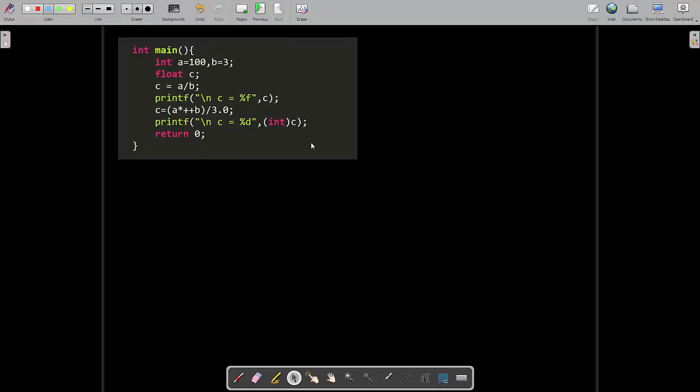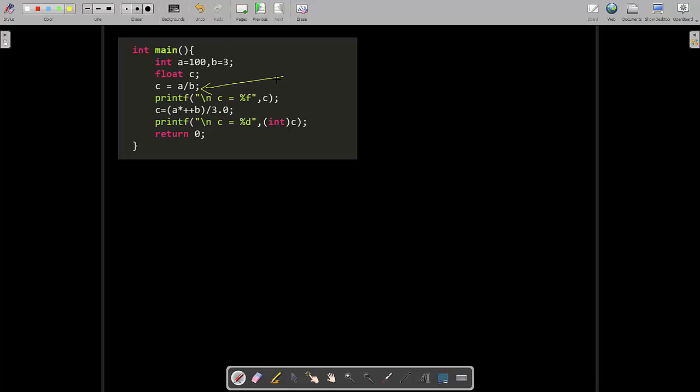Now in this statement again you have two printf statements. So you will have to calculate both of the expressions before finding out the answer to this problem. So let us begin from the top. So initially I have two variables a and b. A has a value of 100 and b has a value of 3. Then we have another variable float c, and this is the expression that you should note.